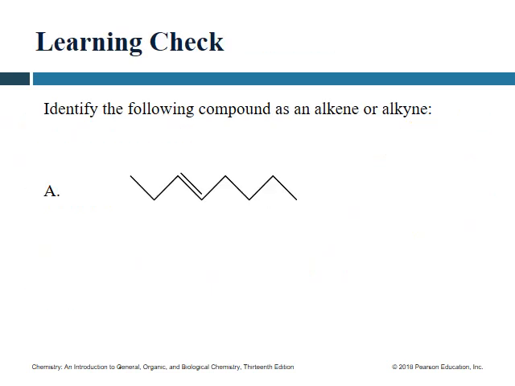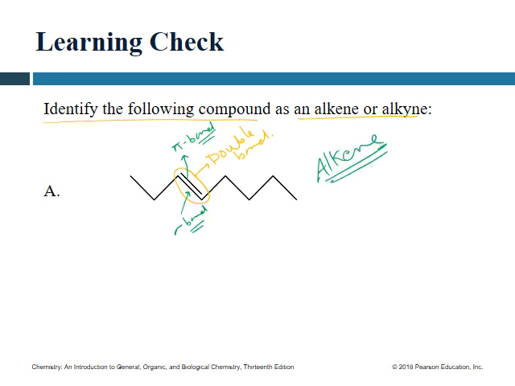So now let's try to solve this problem. Identify the following compound as an alkene or alkyne. So if you can see, you have a double bond in here. So one of them is a pi bond, so this can be a pi bond, right? And this is a sigma bond, right? So the time you see that you have two parallel lines, that means you have a double bond. So that means this is an alkene, right?